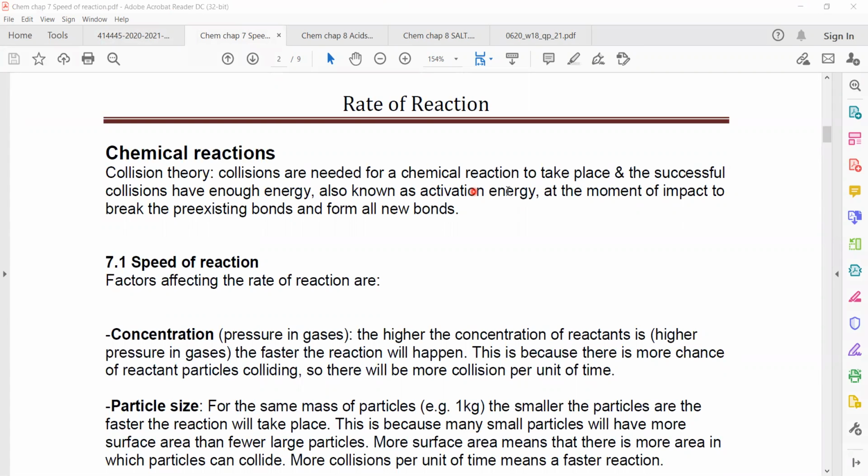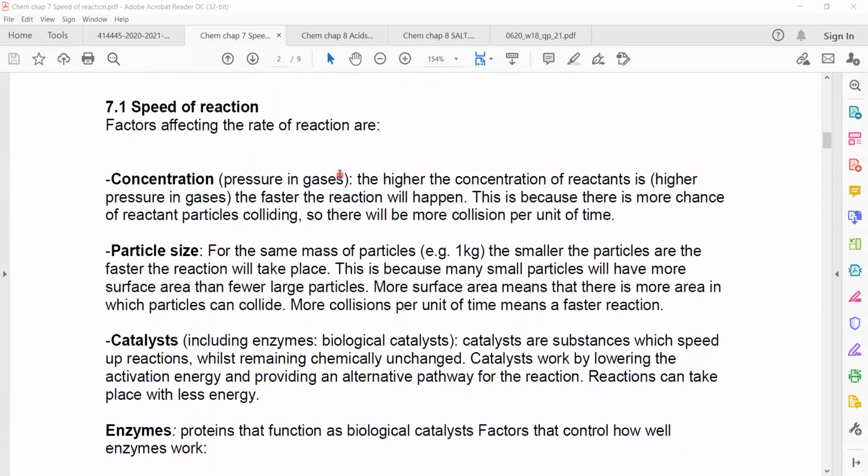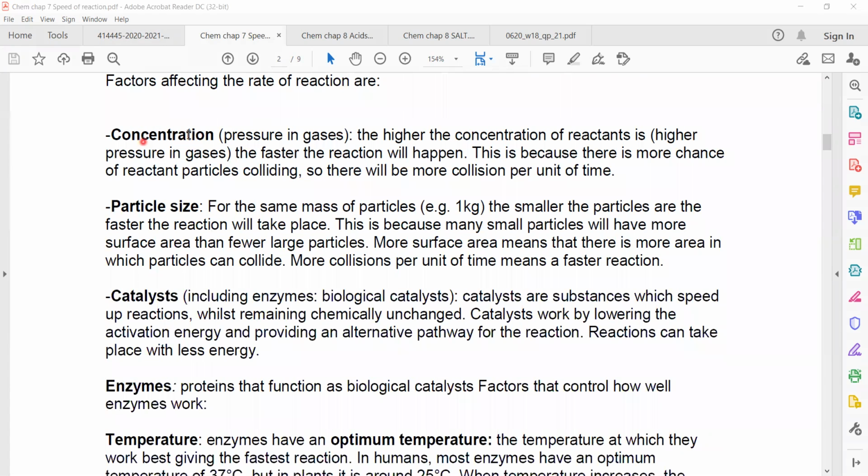According to collision theory, if particles have energy greater than or equal to the activation energy and they collide with each other, it will lead to the formation of a product, which we also call a successful collision. So the speed of the reaction is affected by concentration. Concentration means the number of particles. Increasing the concentration will increase the rate of reaction, but whether the amount of product will change or not depends on which concentration is changed.